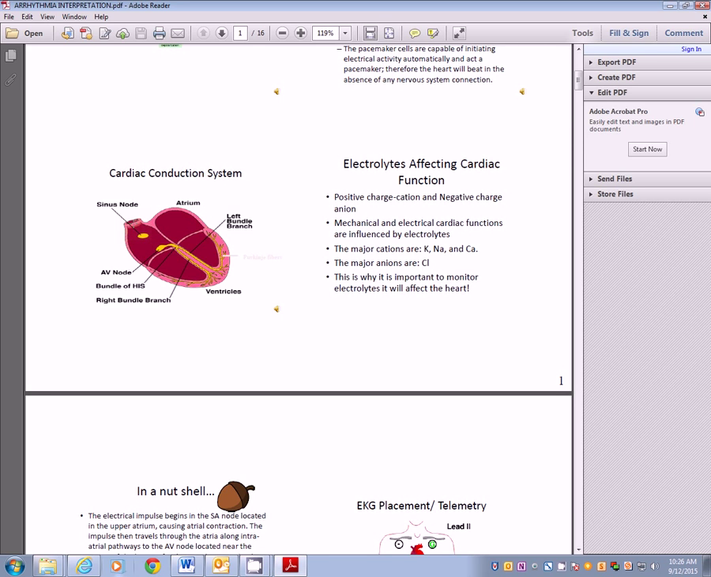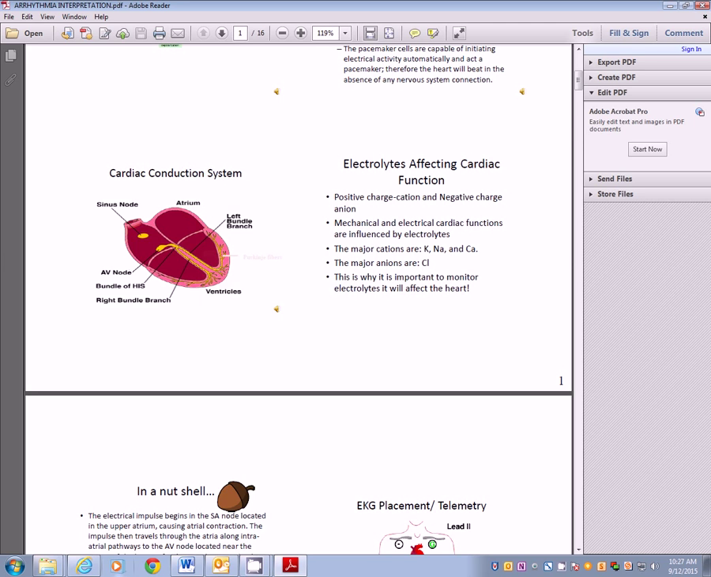This electrical stimulus then travels through the atria by way of intranodal pathways to what we call the AV node. The AV node is a cluster of cells located in the lower portion of the right atrium. And it possesses two main functions. The first is to delay the electrical impulses in order to allow the atria time to contract and complete filling of the ventricles. The second function is to receive an electrical impulse, and then conduct it down to the ventricles via the AV junction and the bundle of His.